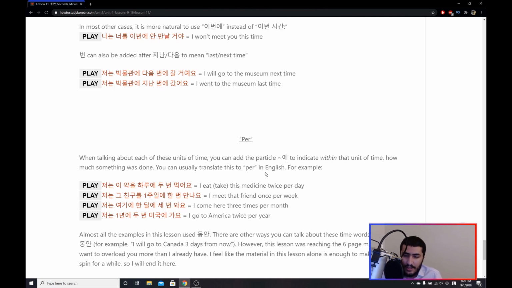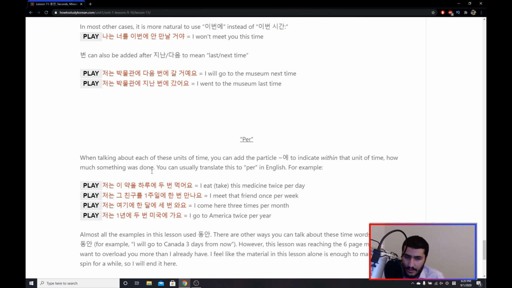Now per. Now this is interesting. But let's actually talk about it a little bit. So when talking about each of these units of time, you can add 에 to indicate within that unit of time how much something was done. So if you want to say per, like every 3 years, so per year, per week, I work out 3 times per week or 3 times a week. I meet that friend once per week, like that per, you add an 에.